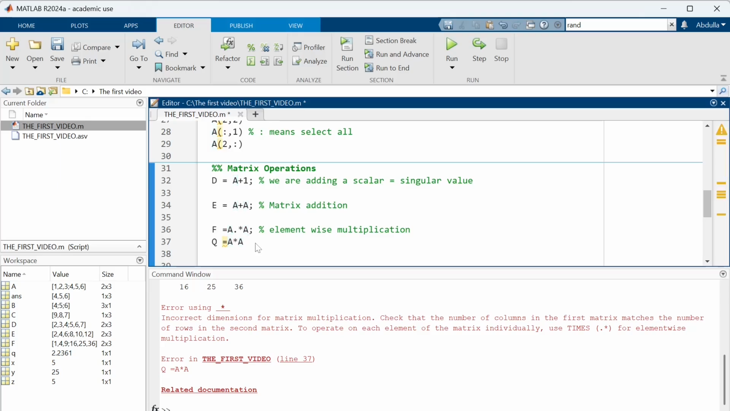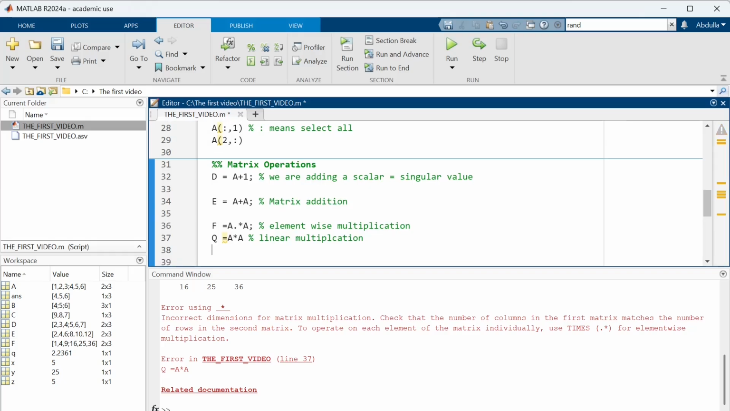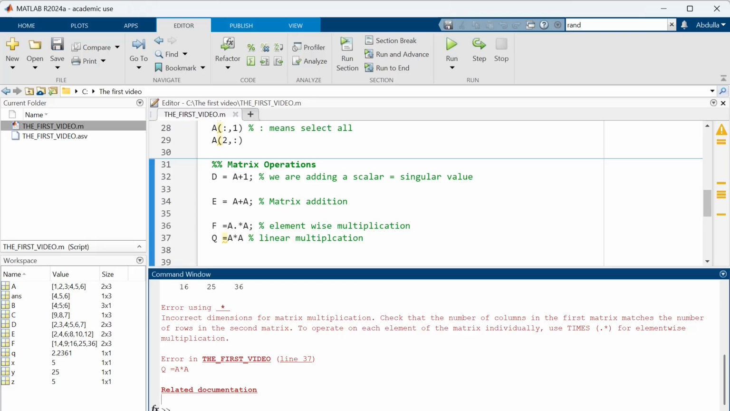But this is called, let's do a comment here, linear multiplication. And this follows the rules of linear algebra multiplication, which has to see that the sizes need to match. The number of columns of the first variable needs to match the number of rows. What does this mean? The size of A is 2 and 3, right? So it should be 2 and 3, and the next variable should be 3, maybe 4, maybe 2, doesn't matter. But the middle sizes should align with each other in order for linear multiplication to happen.